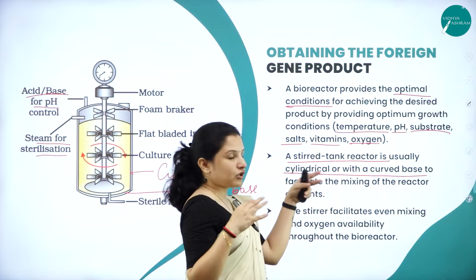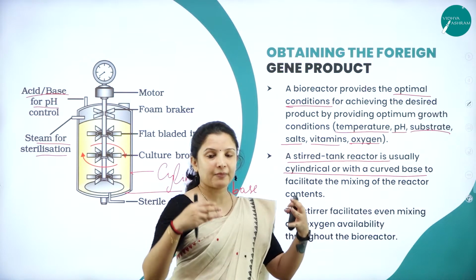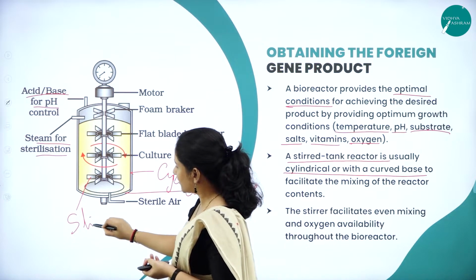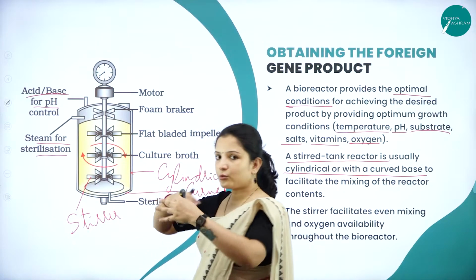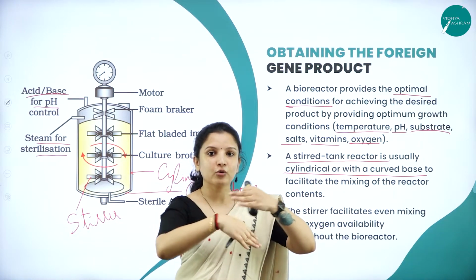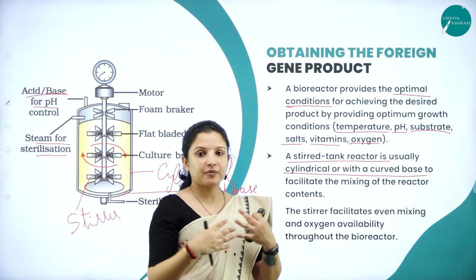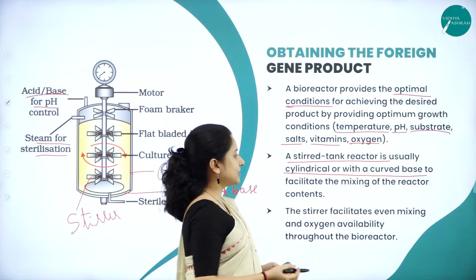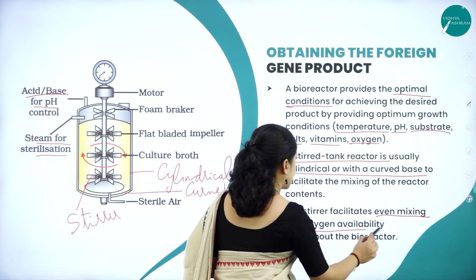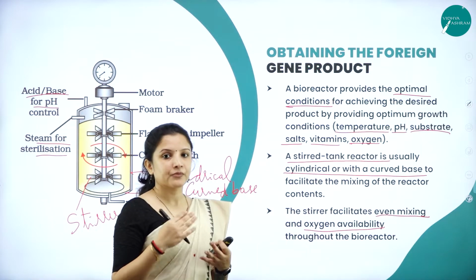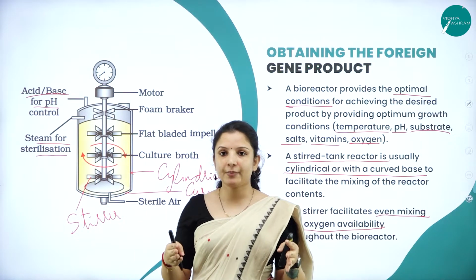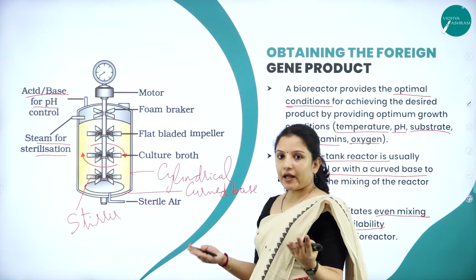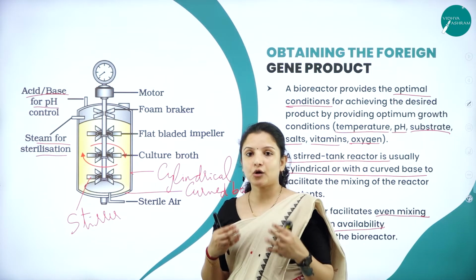Because of the curved base and the cylindrical shape, and because of the presence of a stirrer, if you can see here, this is a stirred bioreactor. It will contain a stirrer. This stirrer will neatly mix the culture broth very carefully, so that optimum temperature and all that can circulate throughout the culture broth. So the stirrer facilitates even mixing and oxygen availability throughout the bioreactor. So the bioreactor is cylindrical in shape, has a curved base, and has a capacity of 100 to 1000 liters.